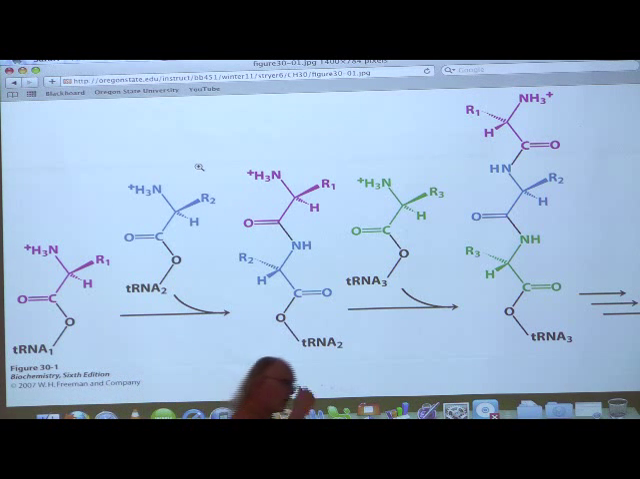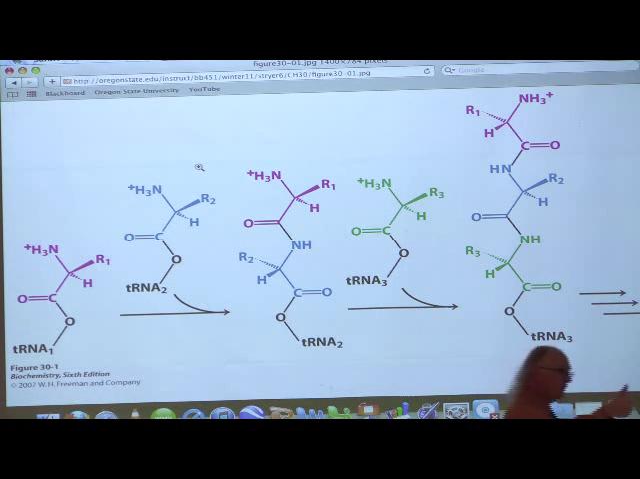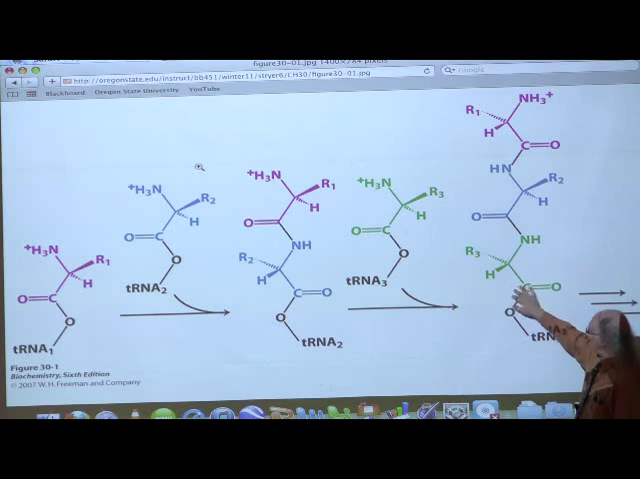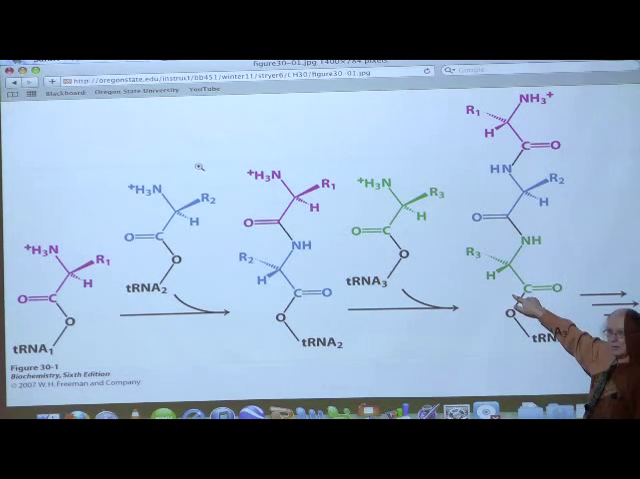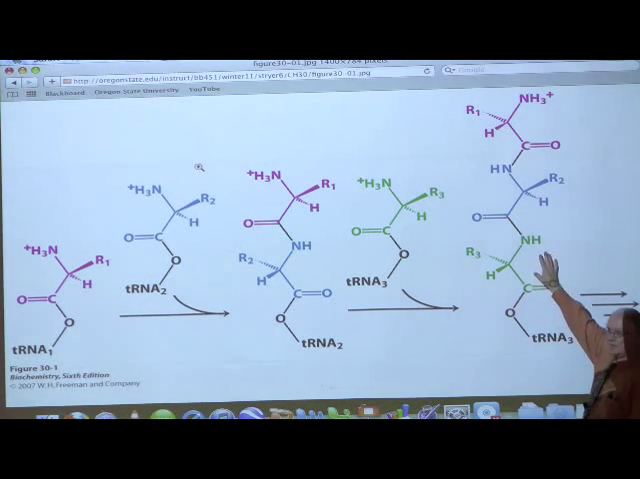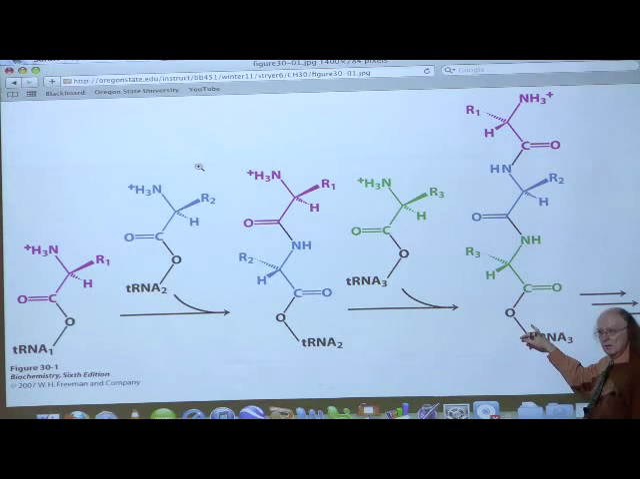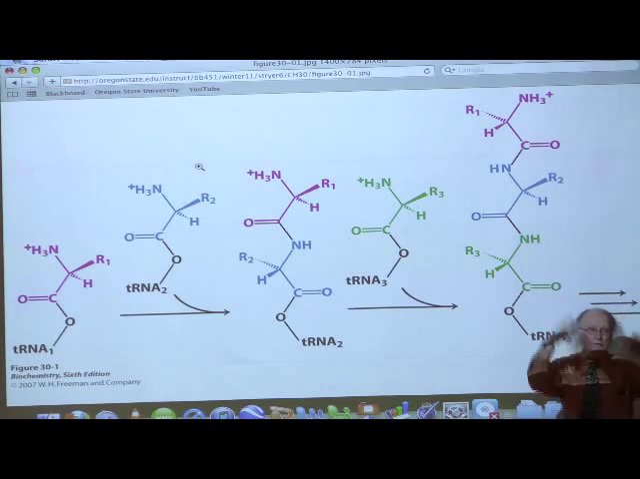So just like we saw replication going 5' to 3', and we saw transcription going 5' to 3', we also see translation moving 5' to 3'. At the end of translation, what will happen is this bond, actually this bond right here, between the tRNA and the polypeptide chain will be broken, and the polypeptide chain will be released.